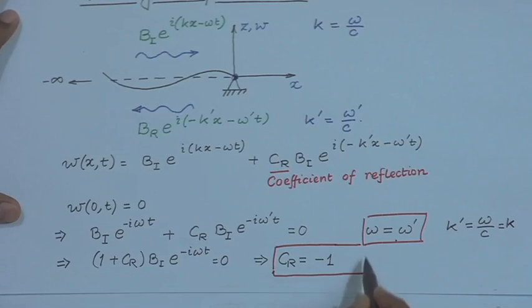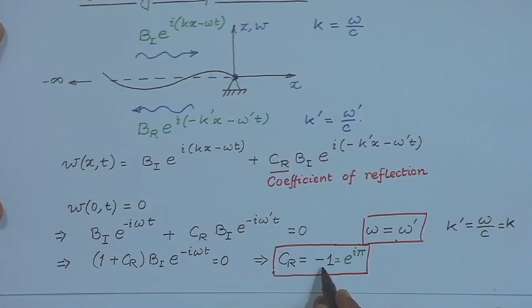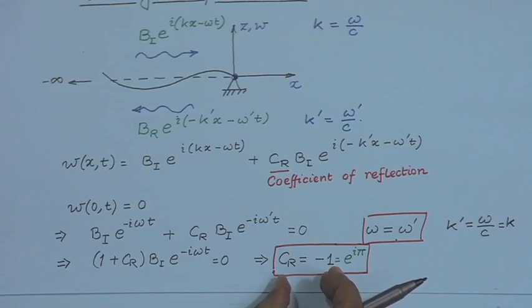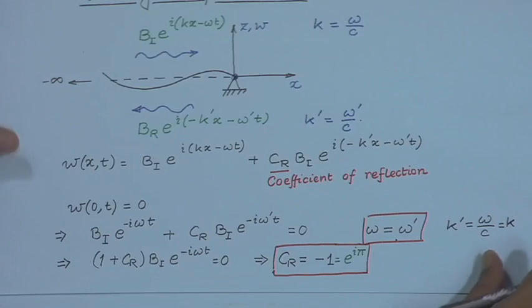Now, this can also be written as minus 1. The reflection coefficient minus 1 can also be represented as an exponential of i pi, which tells us that there is a phase inversion. So, the phase change of pi. The reflected wave suffers a phase change of pi. So, the reflection coefficient equal to minus 1 implies that the wave undergoes a phase change of pi.